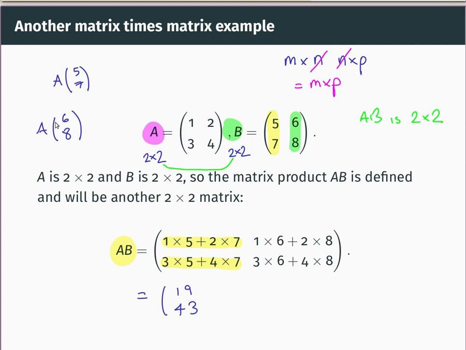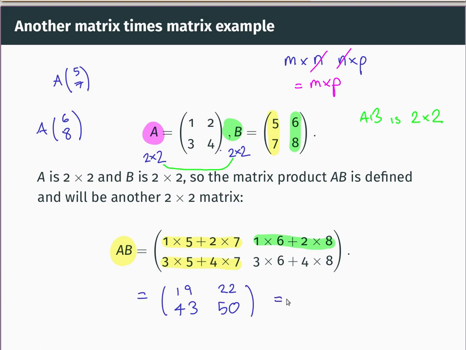What's happening here? We have A times 6, 8, so that is 1 times 6 plus 2 times 8. That is the first entry right here. 2 times 8 is 16, plus 6 is 22, so that should be our first entry here. And finally, the next entry is the final entry of A times 6, 8, which is 3 times 6 plus 4 times 8. So that's 18 plus 32. What's that? 50. Okay, so assuming my arithmetic works properly, that is the answer to A times B.